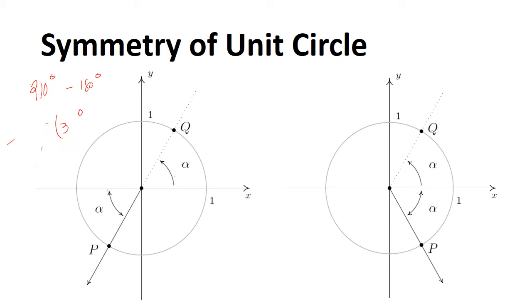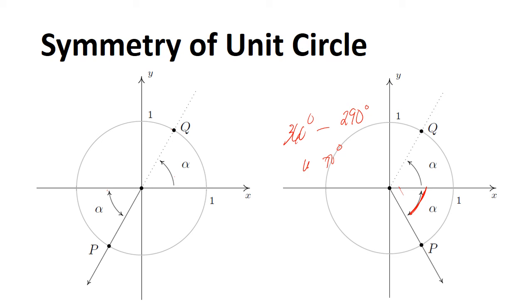Kapag nasa quadrant 4 ka naman, okay, ang reference mo naman is kung ilan na lang yung kulang mo sa 360. So, 360 minus ibawas mo, for example, 290. So, ang reference angle mo is 70 degrees. And sa symmetry niya, ang pagkakaiba lang niya is negative yung y.